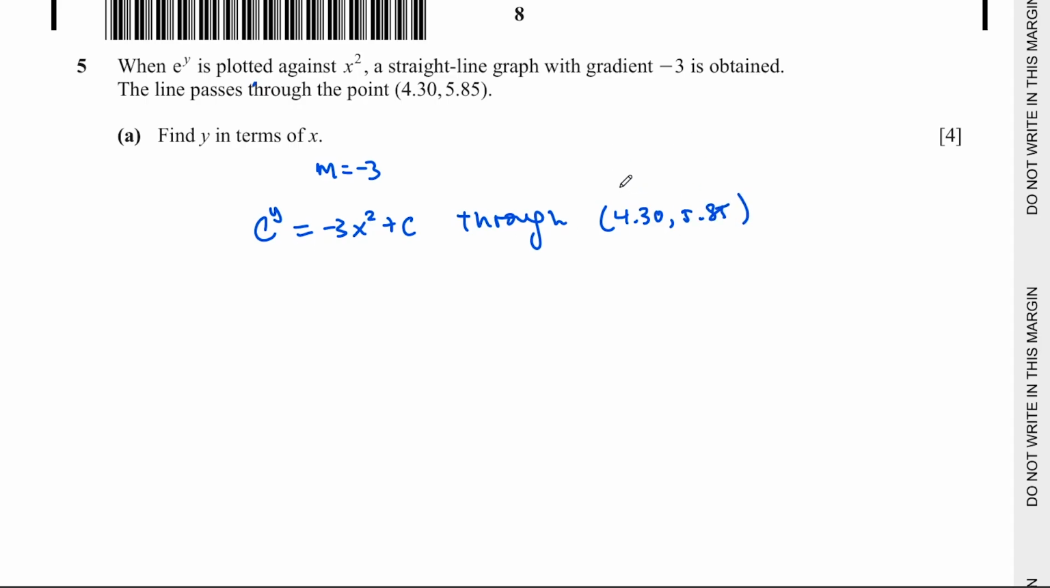So remember, this is already our big Y. This is a big X and big Y, which is e power y and x squared, right? So we don't need to transform them into the variables again. Just use the values. So our y-intercept will be 18.75.